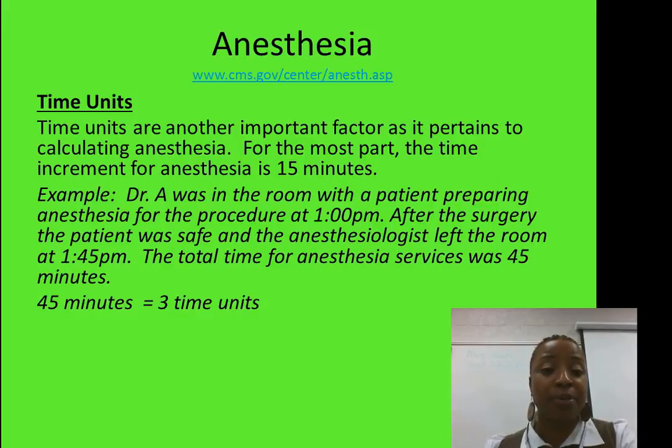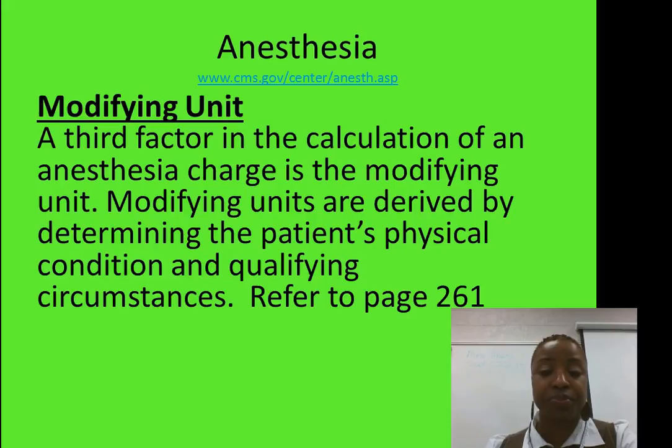And here's an example. Dr. A was in the room with the patient prepping for anesthesia, and it starts at prep time at 1 o'clock. After the surgery, the patient was safe, and the anesthesiologist left the room at 1:45. So the total time for the anesthesia services at that point is 45 minutes. So you will divide 15 minutes into 45 minutes, and you have 3 units. So that's how you come up with time units.